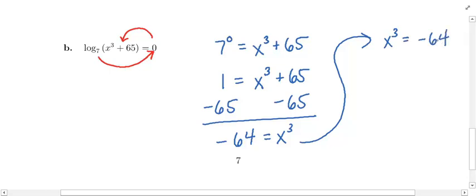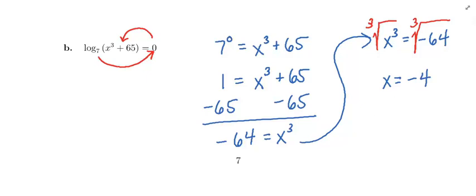We want x, not x cubed. So to get x, we've got to take the cube root of both sides. Whatever you do to one side, you have to do to the other. To undo a cube, you take a cube root. On the left, the cube and the cube root cancel, leaving you with x. On the right, the cube root of negative 64 is a number that you multiply by itself 3 times to get negative 64. So that answer is negative 4. Here's your answer. You're done.